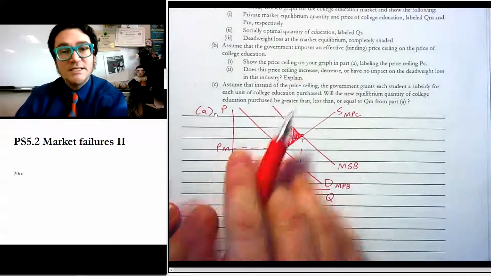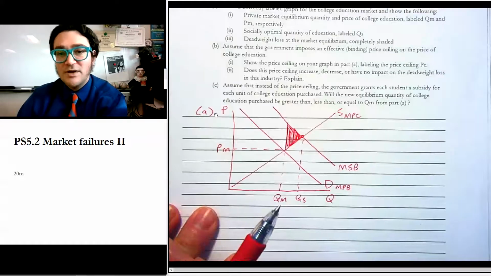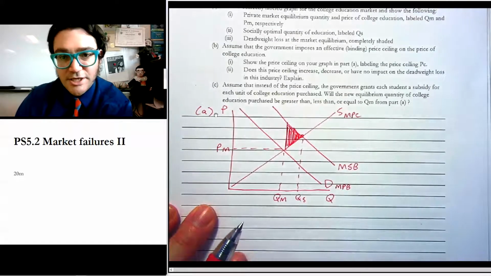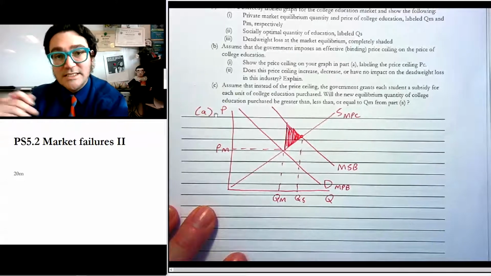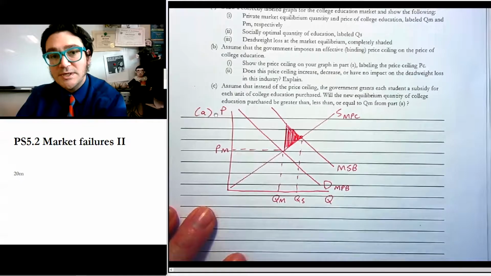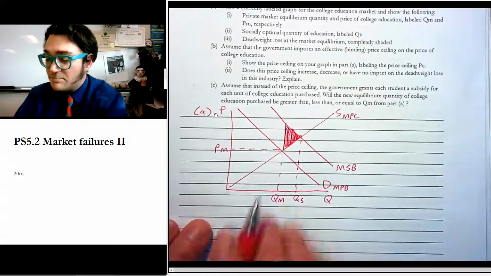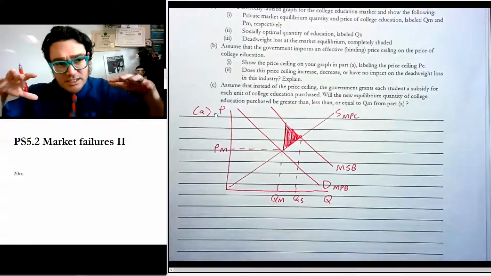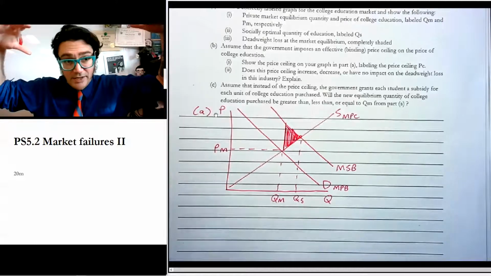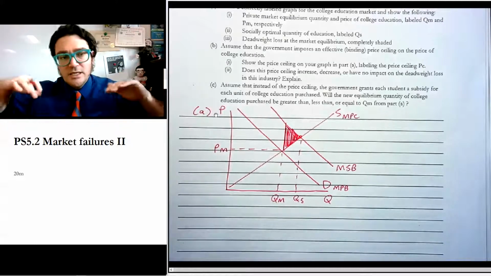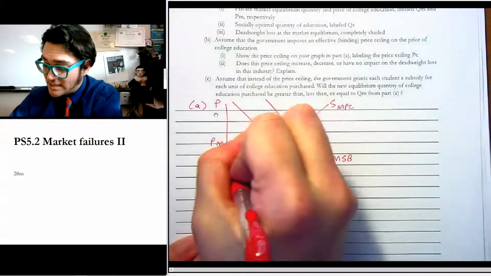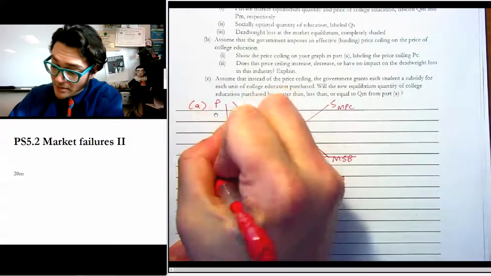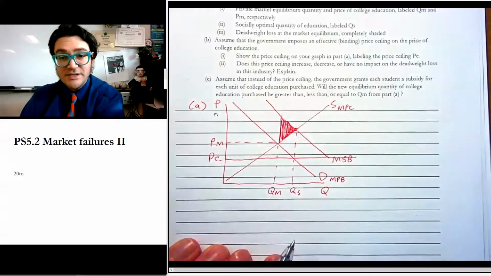Then part B says, assume the government imposes a binding or effective price ceiling on the price of college education. Show it, labeling the price ceiling PC. Does it increase, decrease, or have no impact on the deadweight loss? Explain. So if it's binding and it's a price ceiling, we know that price ceilings keep the price from getting too high, right? They say, don't you go too high. So it's going to be below the PM. It has to be below the PM, or else it's not effective. So we have to put our PC there.